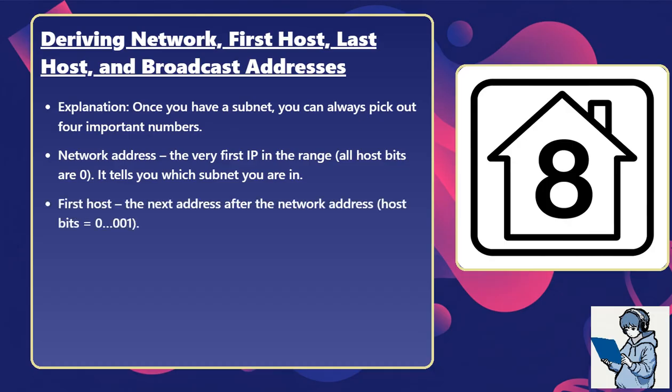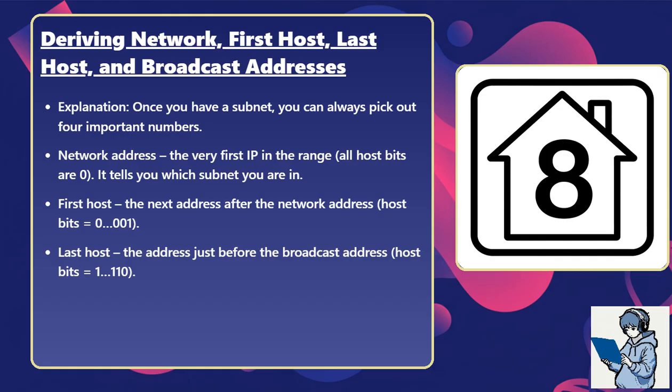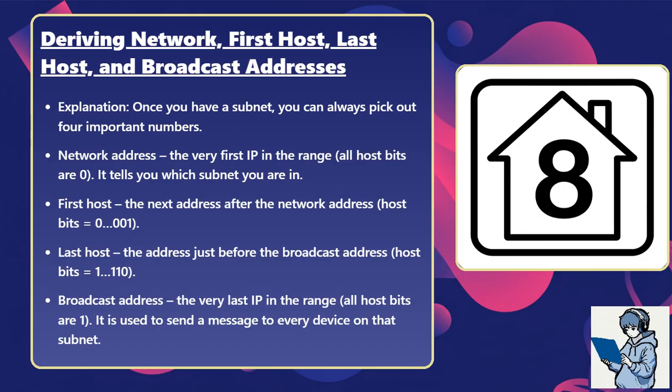First host, the next address after the network address. Host bits equal 00000001. Last host, the address just before the broadcast address. Host bits equal 11111110. Broadcast address, the very last IP in the range, all host bits are 1. It is used to send a message to every device on that subnet.